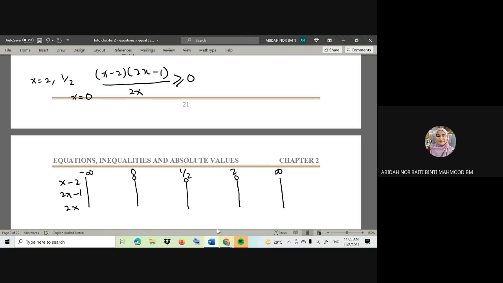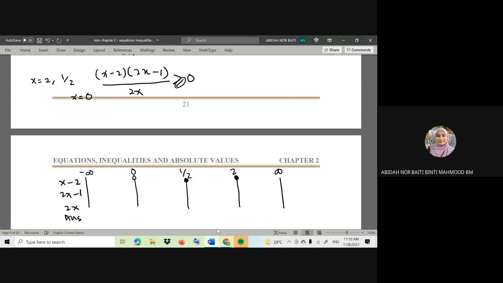So here we have equal sign ya. Equal sign is for numerator sahaja. Ingat, equal sign ni hanya untuk value x of numerator sahaja. Denominator cannot equal to 0. So then circle untuk siapa? Half and 2 sahaja, right? Betul tak? Then circle tu only for the value of x of numerator sahaja. Boleh ya?